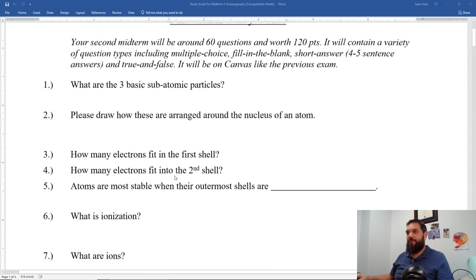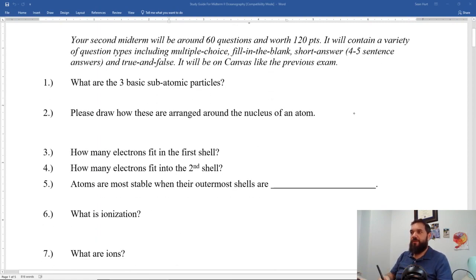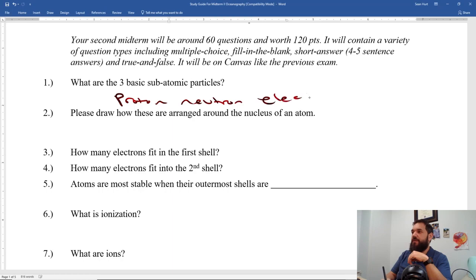What are the three basic subatomic particles? So of course you know this is starting with our ocean water structure and getting ready also for the chemistry. That's probably the proton, neutron, and electron, of course. And you should also know the charges on those, right? That's a plus for the protons, neutral for neutrons, and electrons are negative, okay?